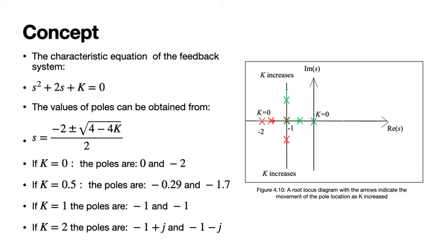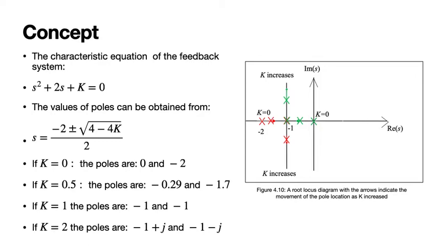Now let us look at what happens if k equals 1. Both poles will be at minus 1. So the green one goes from 0 to minus 0.29 and then to minus 1. The same goes for the red one, from minus 2 to minus 1.7 and then minus 1. And then what happens next? When k equals 2, we solve the equation here.